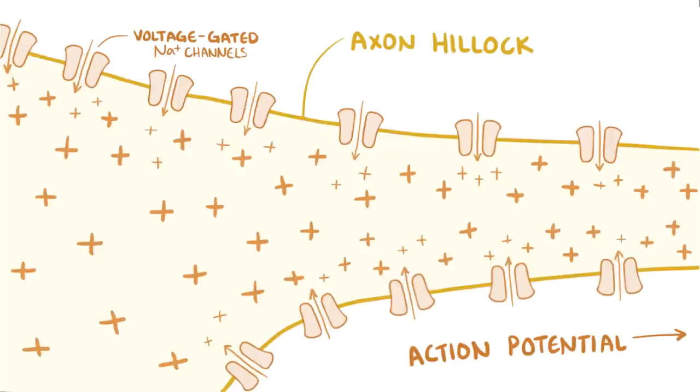Once a lot of sodium has rushed across the neuronal membrane, the cell actually becomes positively charged relative to the external environment, up to about positive 40 millivolts.